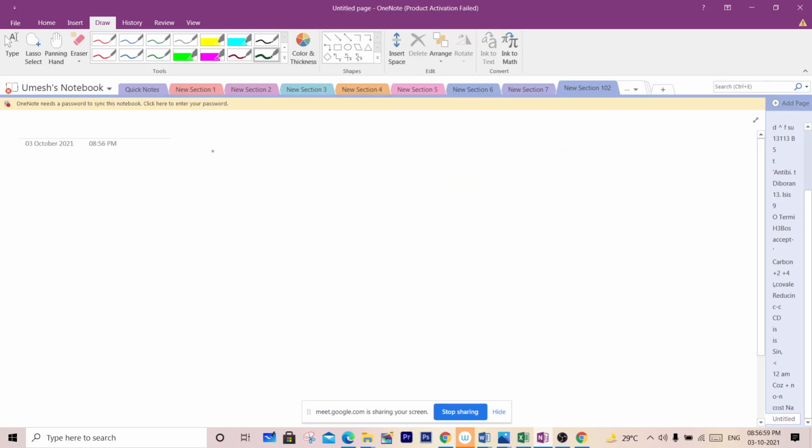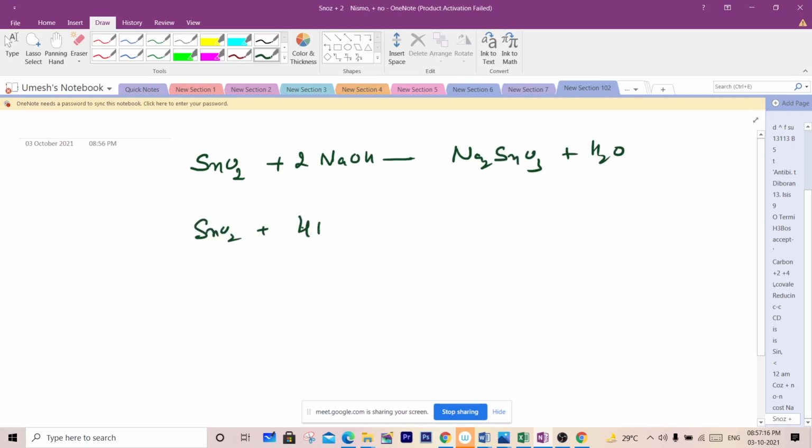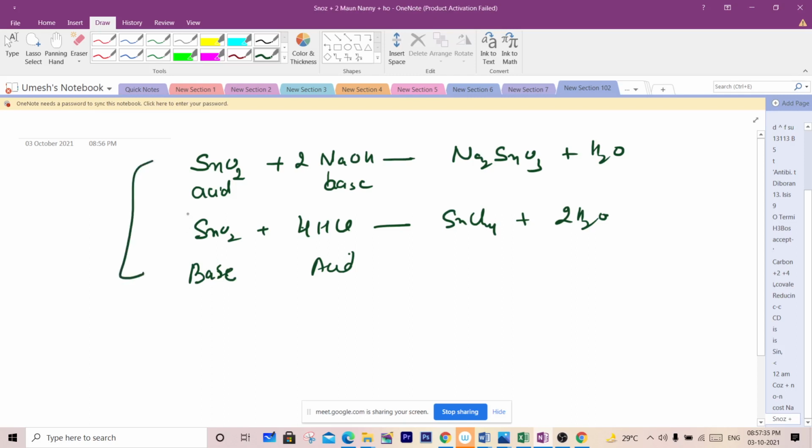But in case of tin dioxide, I told you that it is amphoteric in nature. It can react with base and form sodium stannate. But it also reacts with acid to form SnCl4 plus 2 water molecules. With sodium hydroxide, which is a base, it is acting like an acid. HCl is an acid, so SnO2 acts like a base. It is a dual character. Dual character means it is acting like an acid as well as a base.